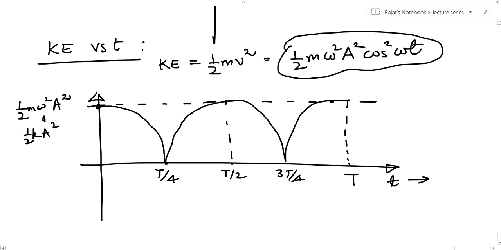If I draw the graph of potential energy and kinetic energy together, it will look something like this. Just superimpose the previous graph, and this is pretty obvious. So when the kinetic energy is maximum, potential energy is 0. When kinetic energy is minimum, potential energy is maximum, and so on and so forth, such that the sum of the kinetic energy and potential energy at any instant of time is constant, and that value is half k a square, which is the total energy of the simple harmonic motion.